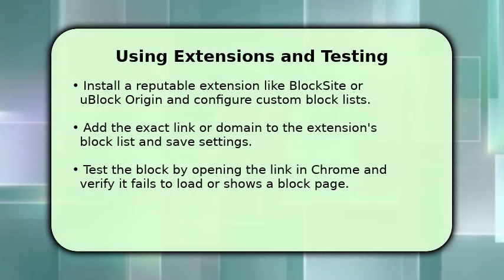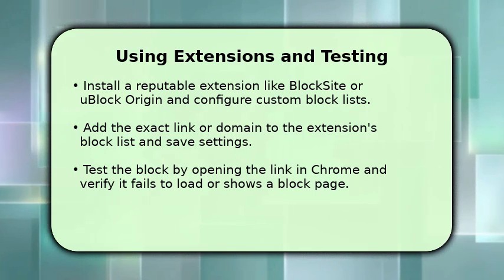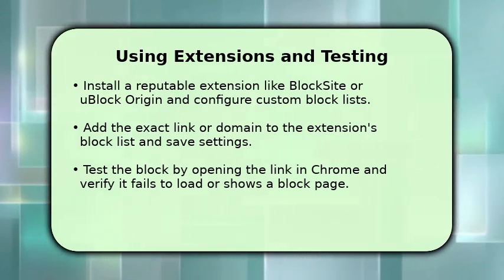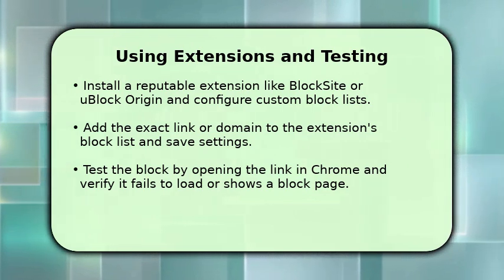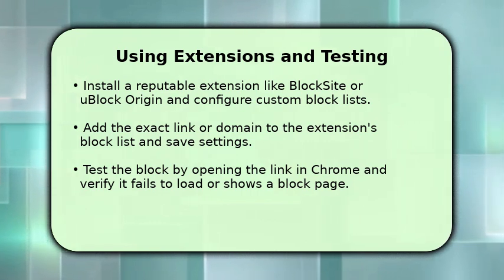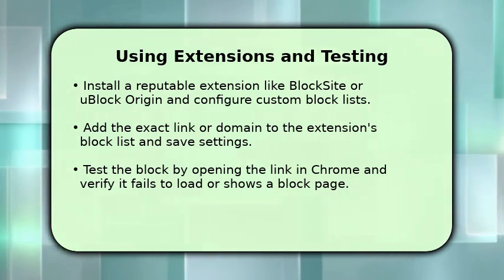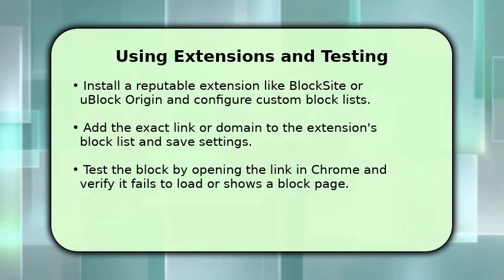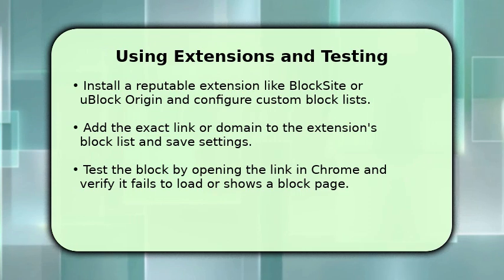Install a reputable extension such as BlockSite or uBlock Origin from the Chrome Web Store. Open the extension settings and add the exact URL or domain to the custom block list, then save your changes. Some extensions support schedules, passwords, or synced lists for multiple devices and accounts.